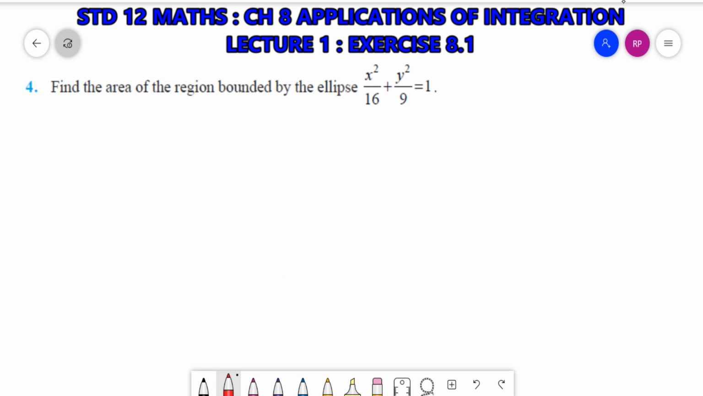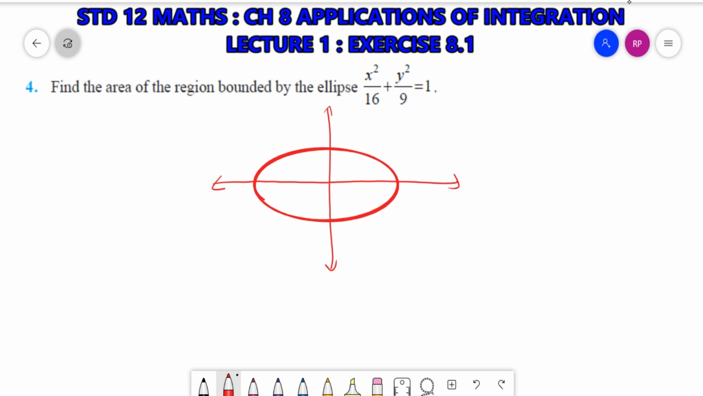Question number 4. Find the area of the region bounded by the ellipse x square by 16 plus y square by 9 equal to 1. Now first let's draw an ellipse. Okay, this is the ellipse.